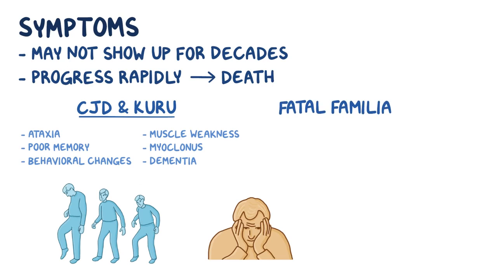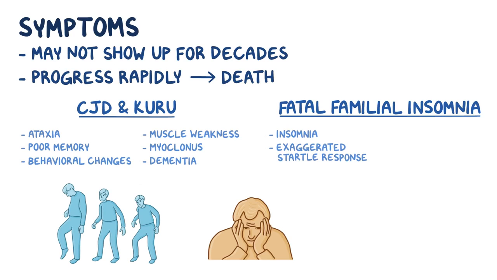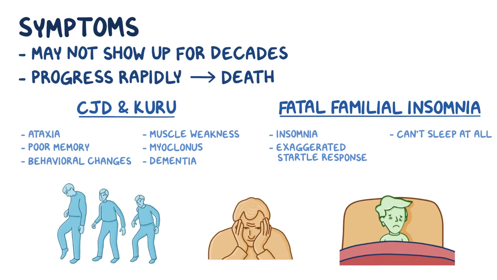Lastly, in fatal familial insomnia, people present with early symptoms of insomnia and an exaggerated startle response. Eventually, they cannot sleep at all and can experience hallucinations. Like the other prion diseases, they eventually develop dementia, and it eventually progresses to death.